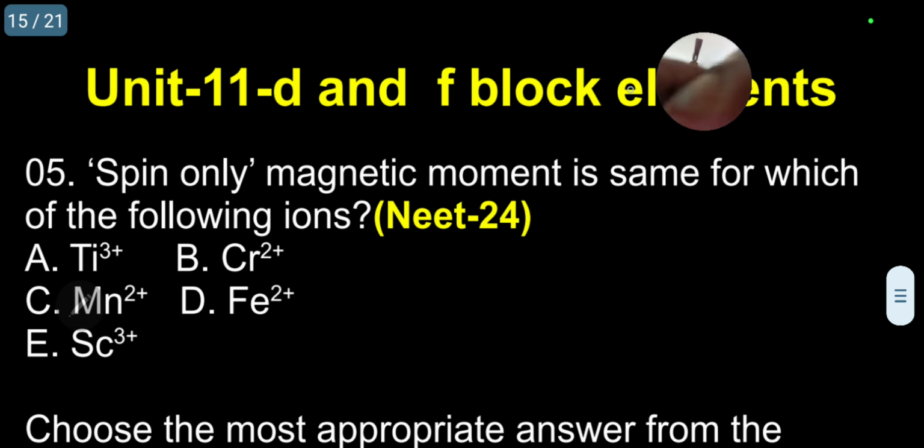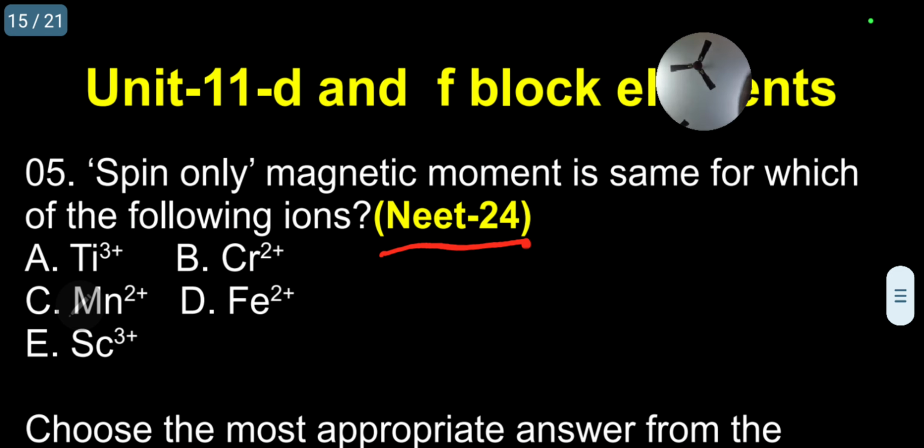Okay, next question. Question number 5. Listen to me. Spin only magnetic moment is same for which of the following ions? Unfortunately, they have not given the electronic configuration. They should give the electronic configuration. This was asked in NEET 24.